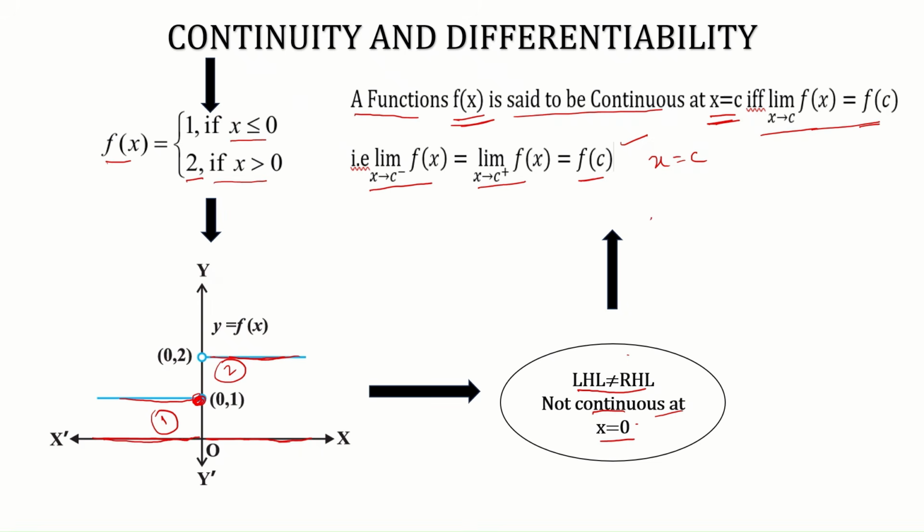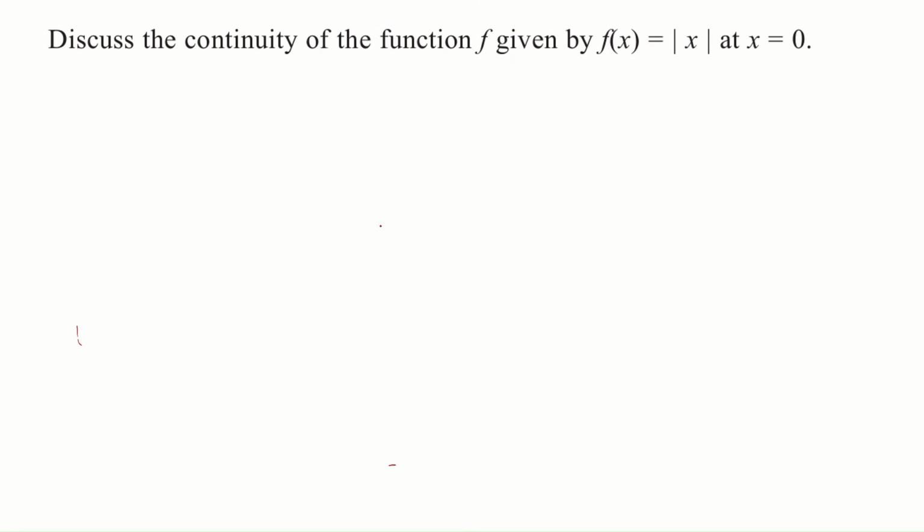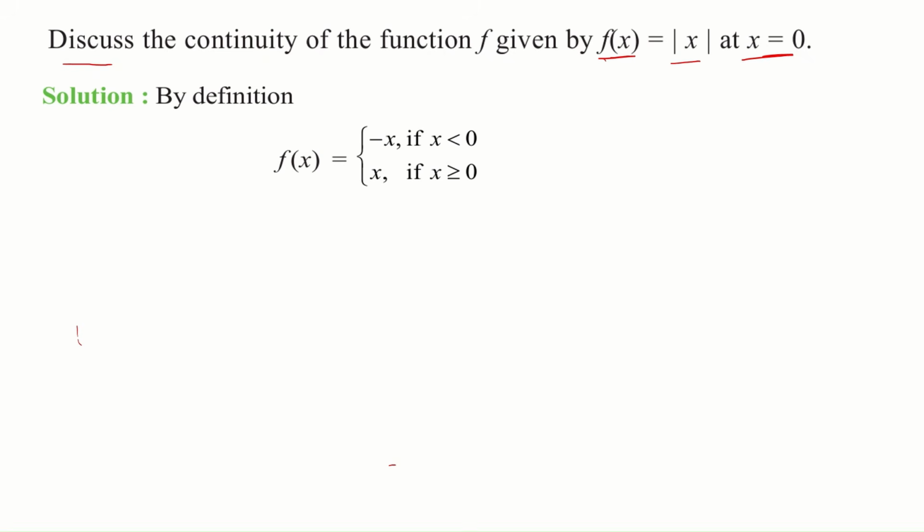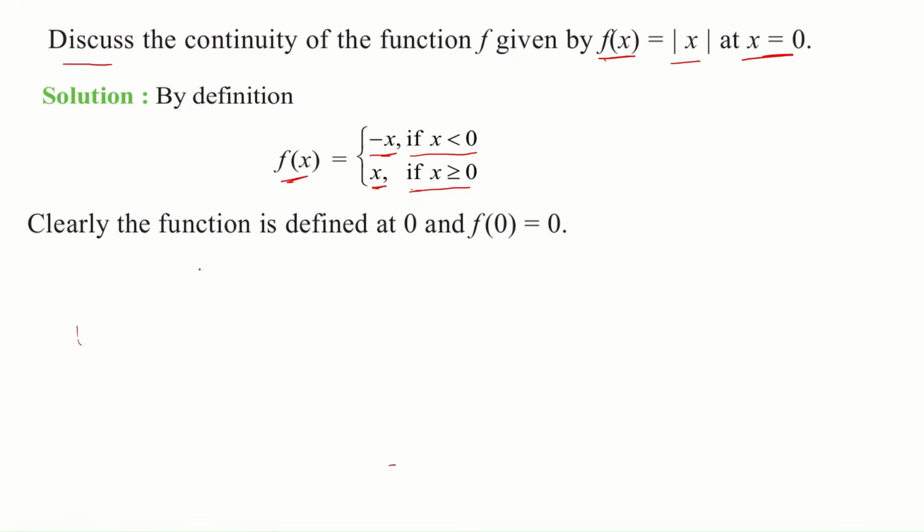Okay, let me take one example to explain this. Discuss the continuity of the function f given by f of x equal to modulus of x at x equal to 0. Now I took the definition of the modulus function: f of x is minus x if x is less than 0, and positive x if x is greater than or equal to 0. Clearly the function is defined at x equal to 0.